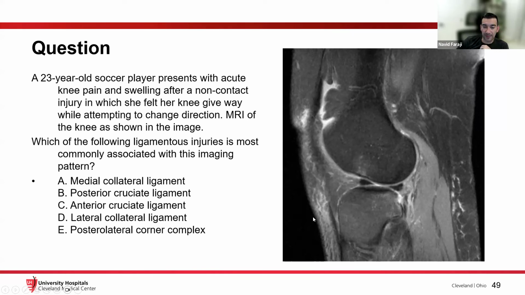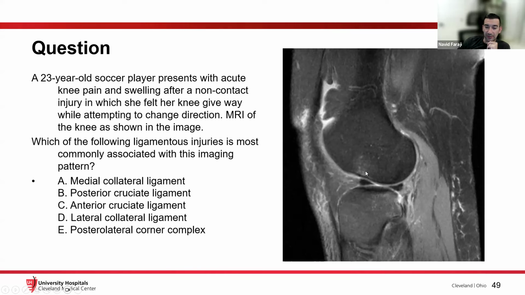Hopefully, you guys know the combination of those two contusions or bone marrow edema pattern is called a pivot shift contusion pattern. And the pivot shift contusion pattern has a very, very high correlation with anterior cruciate ligament tears. So ACL is the correct answer. There is some association with ACL and posterolateral corner injuries, but that is not the most common correlation here.